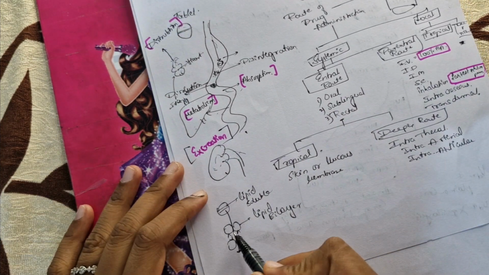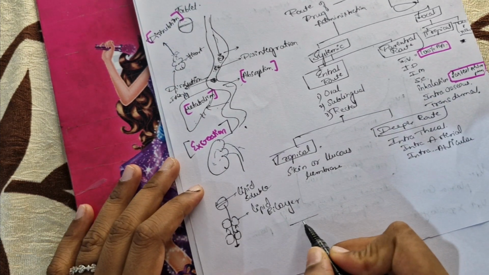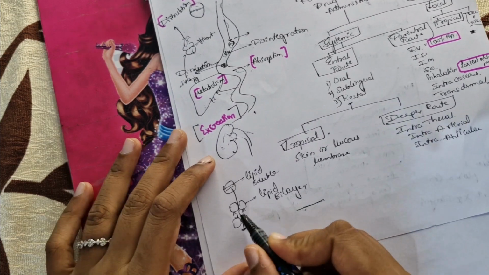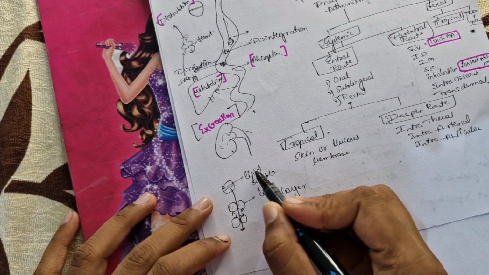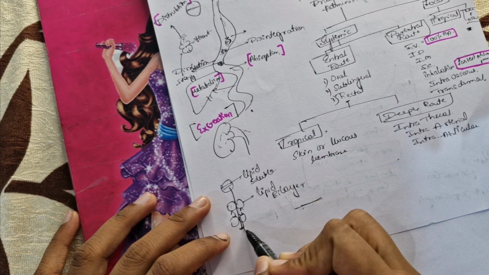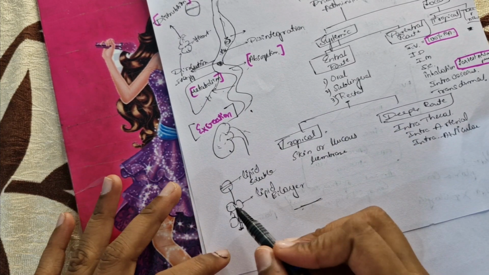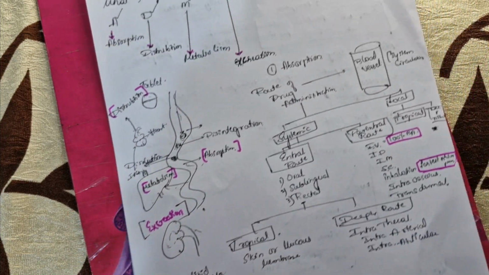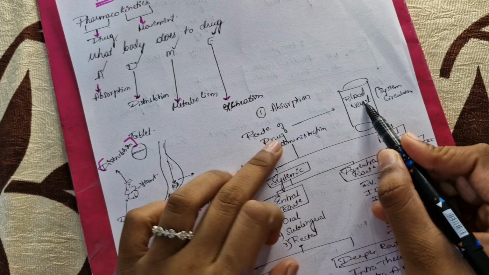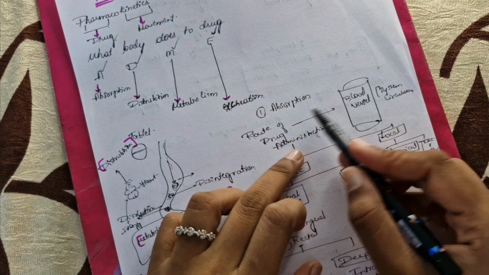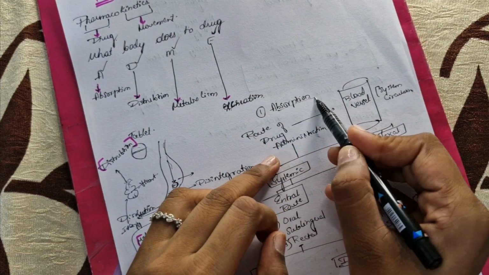All these cells have a bilipid layer. So lipid soluble drugs only can pass through the lipid bilayer. Water soluble drugs cannot pass; they need aquaporins and such. Absorption includes the route of administration. Till the drug enters the blood vessels, into the systemic circulation, it is called absorption.